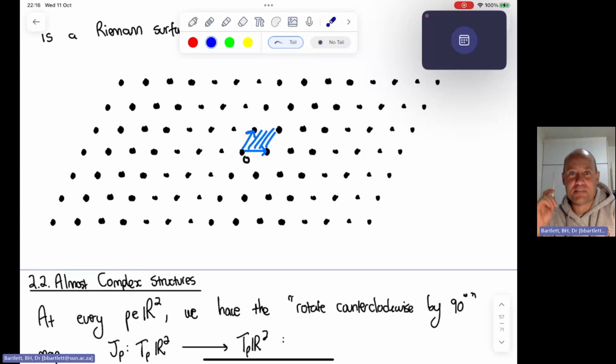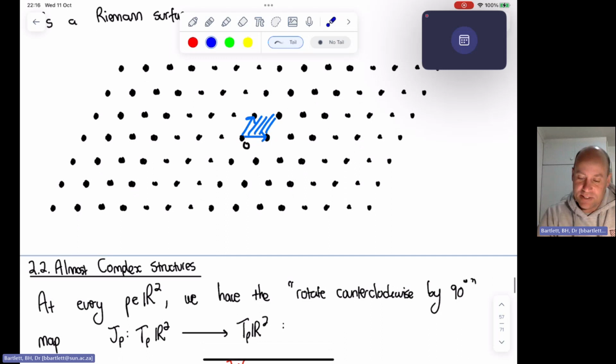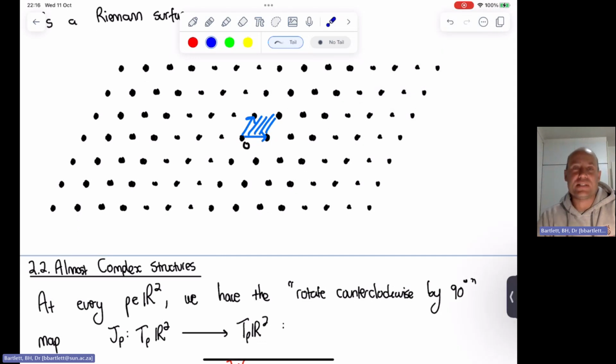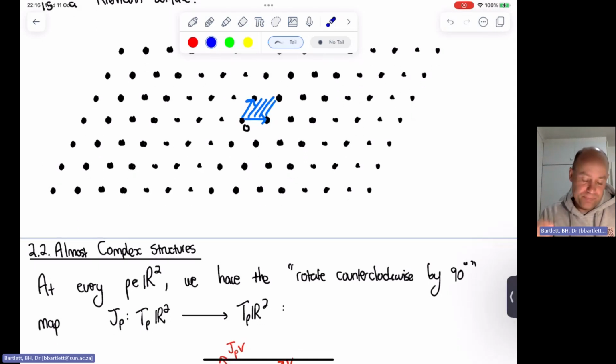We've spoken about complex manifolds, and now I want to speak about almost complex manifolds, or more precisely, almost complex structures. So these are beautiful constructs. Let's first of all speak about the complex plane. But instead of thinking about the complex plane, think about it as R2.